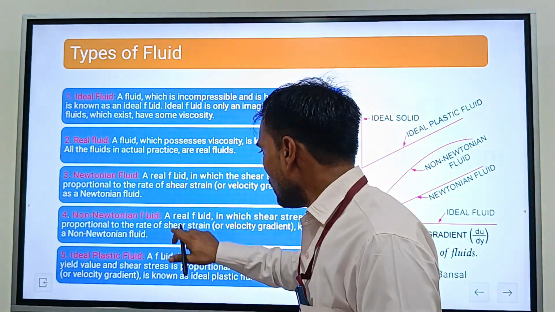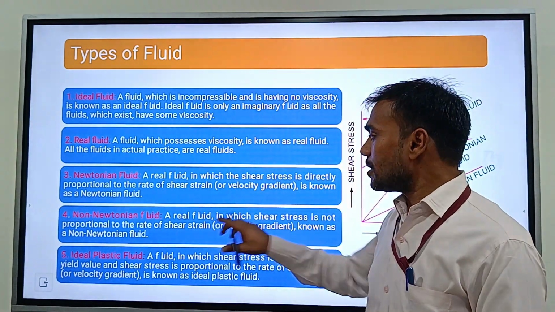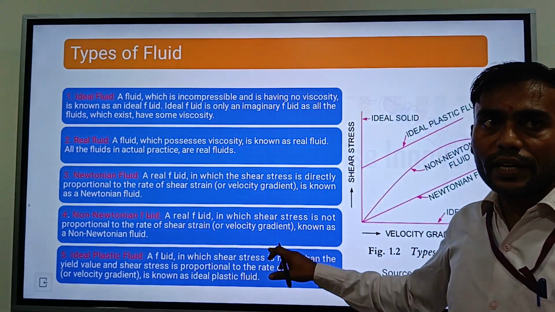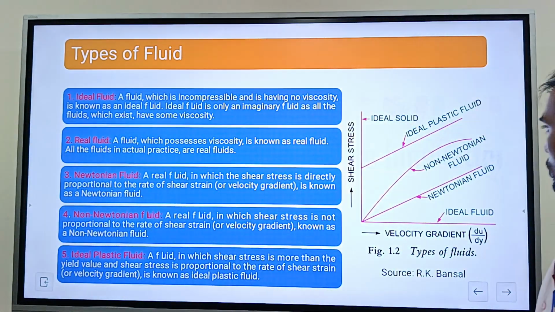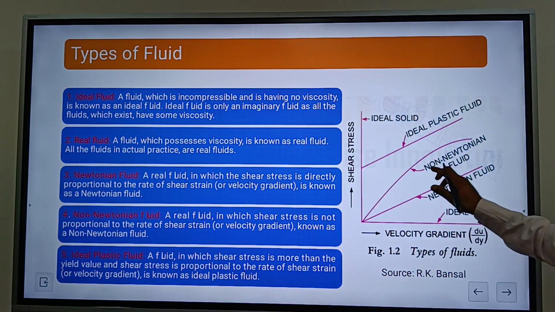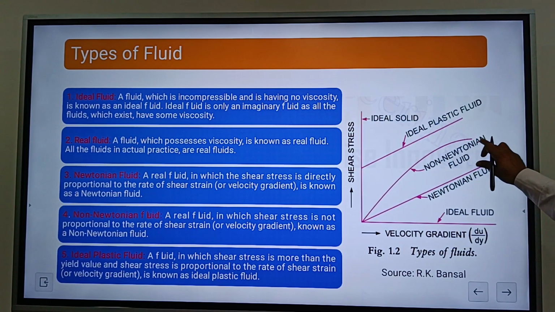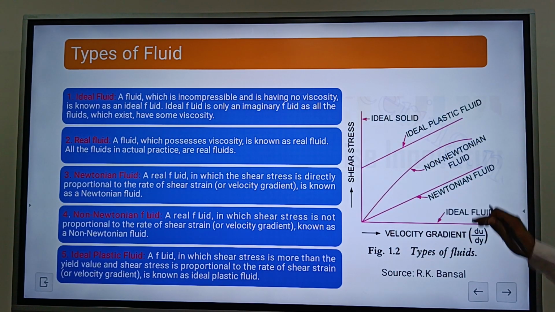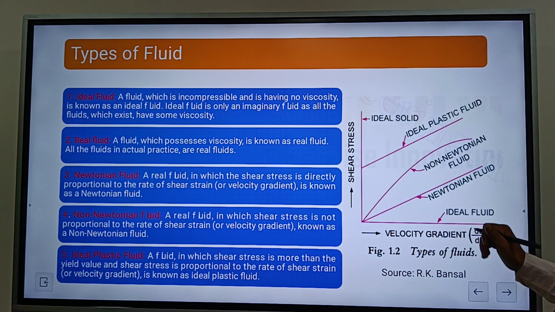Now non-Newtonian fluid: a real fluid in which shear stress is not proportional to the rate of shear strain or velocity gradient is known as a non-Newtonian fluid. So let us see where the non-Newtonian fluid is. This curve is known as the non-Newtonian fluid. So one can easily conclude the differences between these two curves.